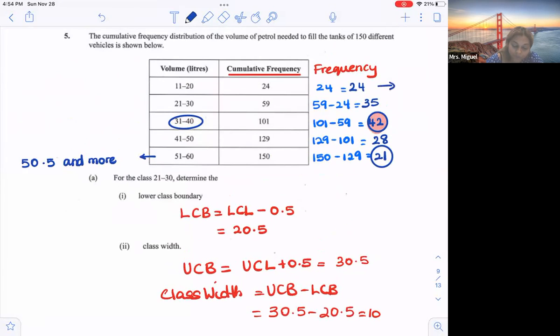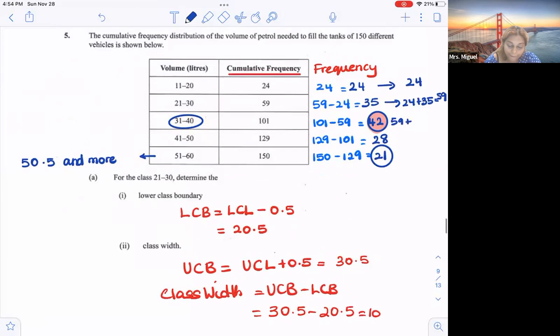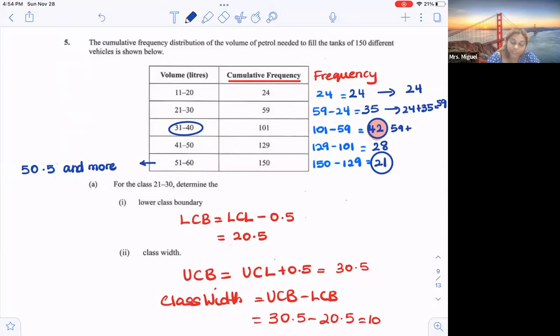We go in here. If we start off with 24 and then we add, so we're going back to the table, 24 plus 35, we'll get 59. We didn't reach 75 yet, but 59, right, plus 42 will give us 101. So therefore, this is the median.